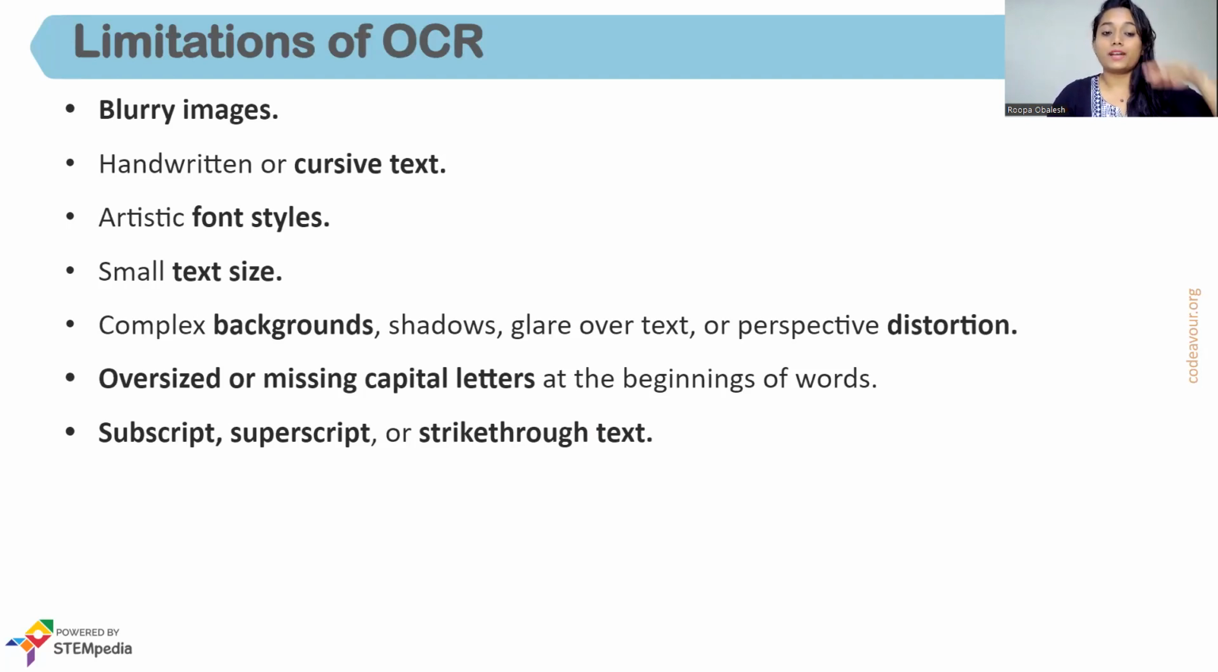Next is complex background, shadows, glare over text, or perspective distortions. These kinds of disturbances in the images tend to be one of the major limitations of OCR. Also, oversized or mixed capital letters at the beginning of words, subscript, superscript, or strike-through text cannot be recognized by OCRs. Okay, so these are some of the limitations of OCR.